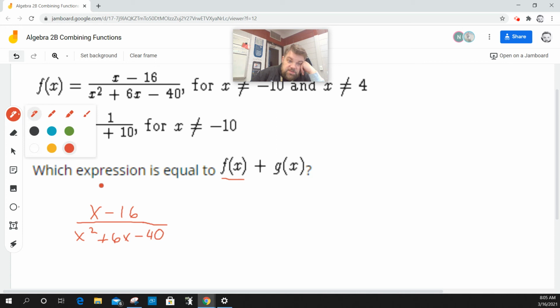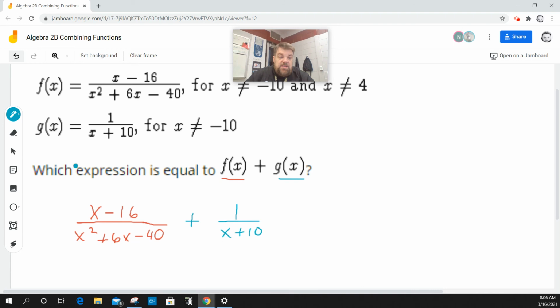And then, yeah, no, that's right. Then g of x, so I'm just going to add g of x. G of x is just 1 over x plus 10. The problem is when you add fractions, we need a common denominator.